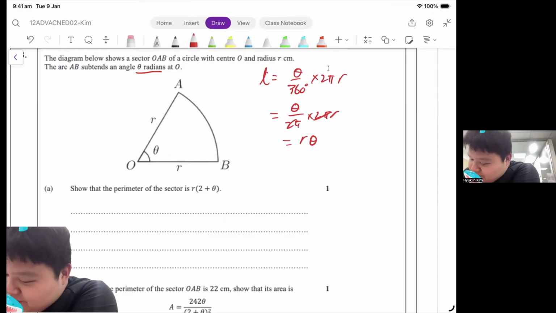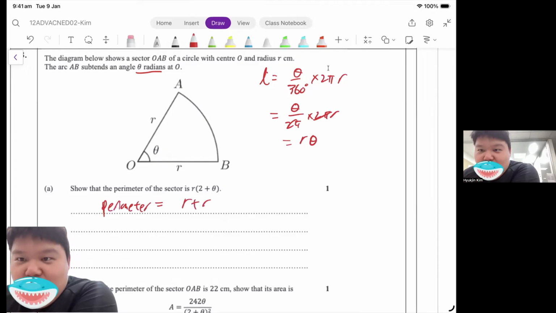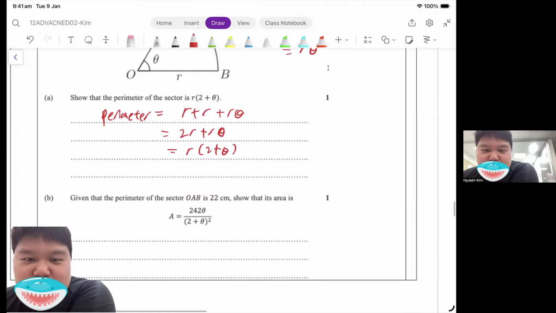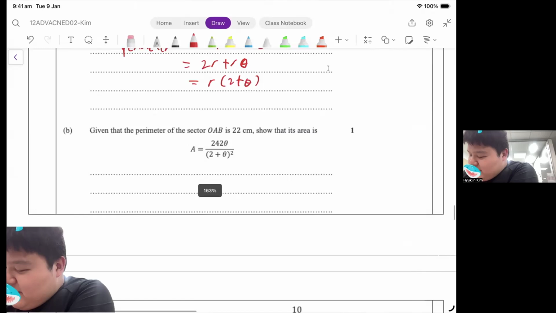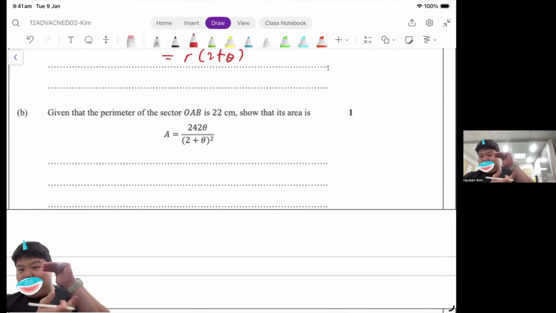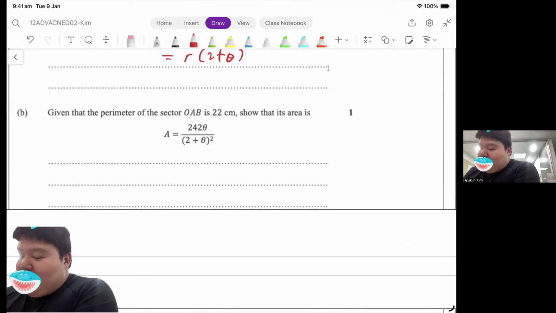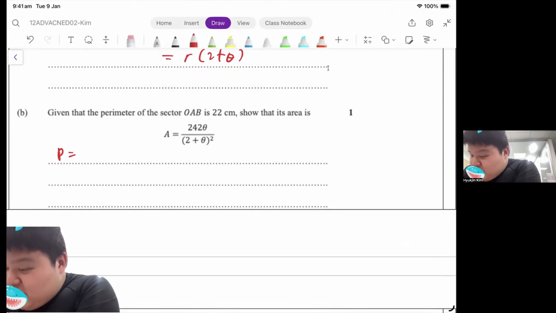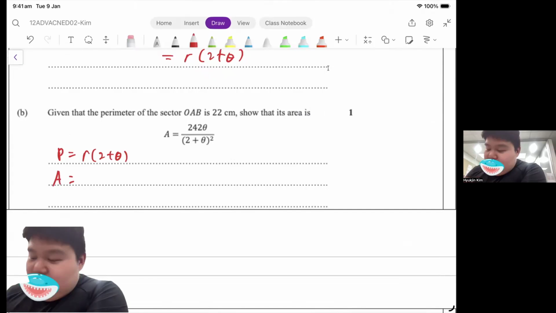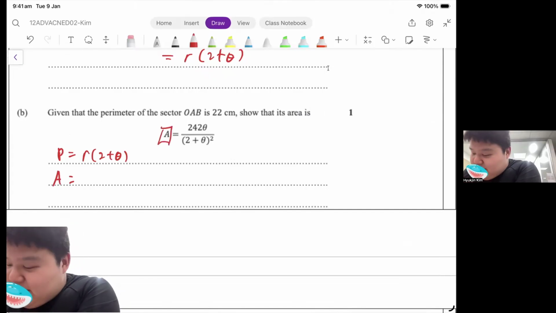Anyhow, so now, perimeter equals r plus r. There we go. And we factorize it and we're all good. Given that the perimeter of the sector OAB is 22 centimeters, show that its area is this. You guys struggle with this a lot. Remember, perimeter is a certain formula that you already found. Area, you just develop another formula of it because the question is asking for the area of the sector.